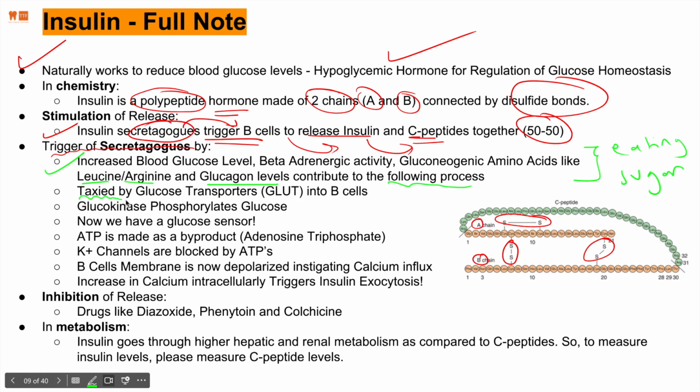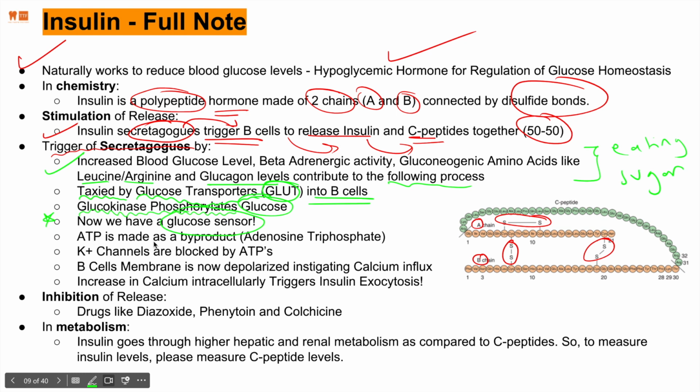Normally, these are all taxied by glucose transporters, GLUT, into beta cells. GLUTs are the transporters, so it's a taxi. It takes sugar from the blood to GLUTs. GLUTs take them to the beta cells. Then, beta cells provide a glucokinase phosphorylation process of glucose. Once that is all done, it turns into a glucose sensor. Okay, we're following so far, the story is good.